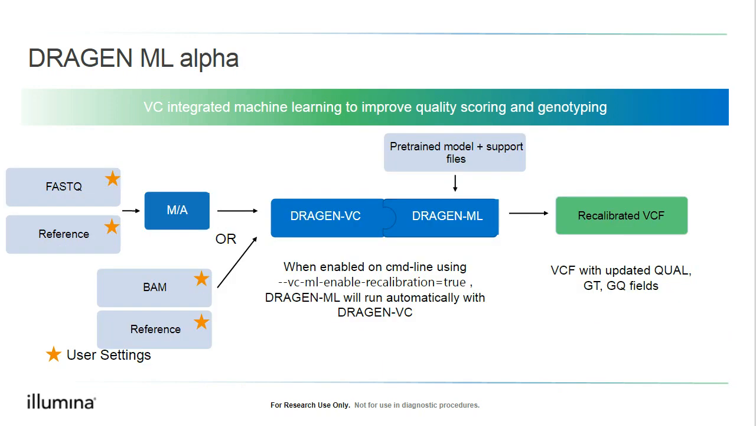Okay, so first let me walk you through the workflow, and then we get to the results. The analysis is fairly easy to set up. You run DRAGEN as you normally do to get to the DRAGEN variant caller. Then you turn on the ML feature, which means that DRAGEN will run VC as it normally does, and then it applies the ML model. This is the pre-trained model and the support files that I talked about that are input to this ML model. What you get at the output is a recalibrated variant calling. So fairly easy to run. Then you can run with and without this, and you can see the comparison if there's an improvement in your data sets or not.